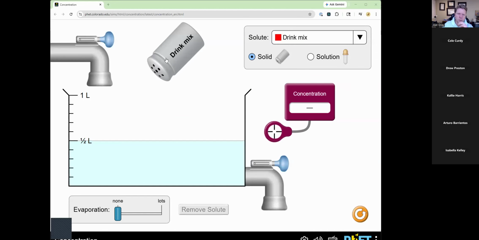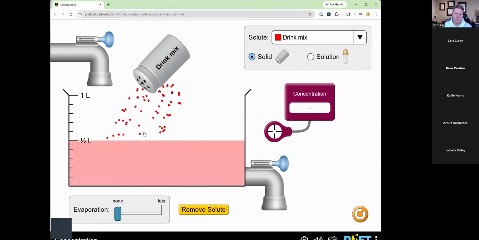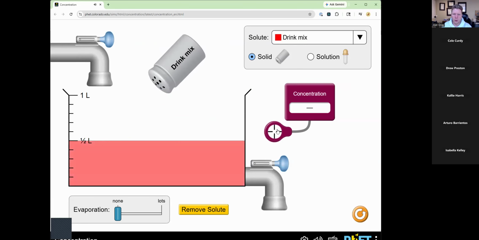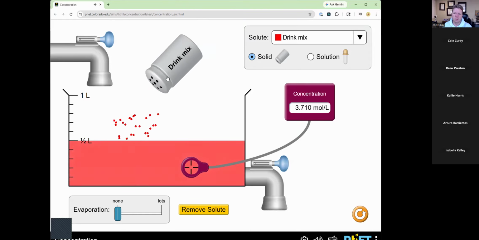So here what we have is our drink mix. Yes, we're going to add drink mix. Oh boy, as you can see, it's getting more and more dark red. We can look at the solution concentration and we get a number. We're going to talk about that number in just a minute. If I wanted to make this solution more concentrated, so if you think about it as Kool-Aid, more flavorful, I could either add more drink mix, or, if you look in the lower left-hand corner of the screen, I could get some of that solution to evaporate.